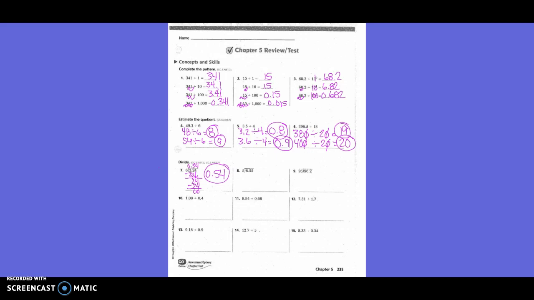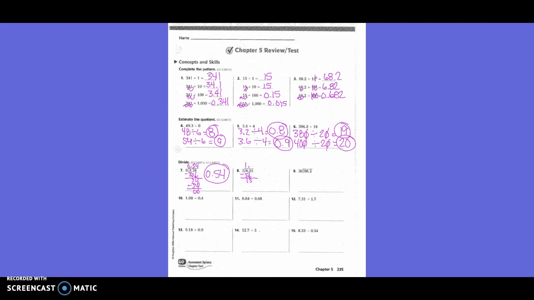What do I do first? Do I need to move my decimal over any? No. In this case, I need to bring it straight up. So 5 into 6. 1. 1 times 5 is 5. 6 minus 5 is 1. Bring down my 5.